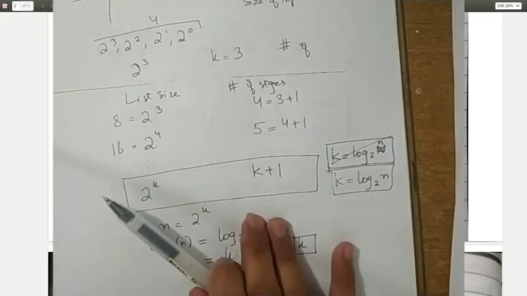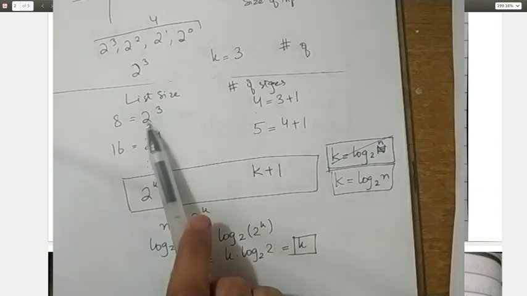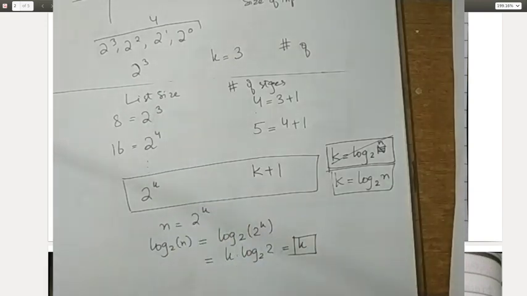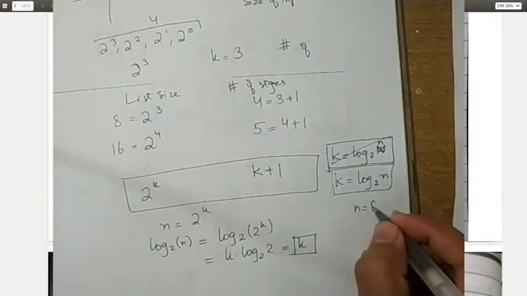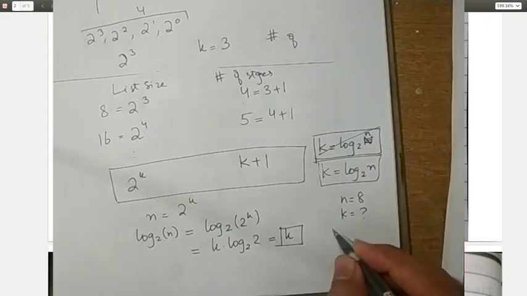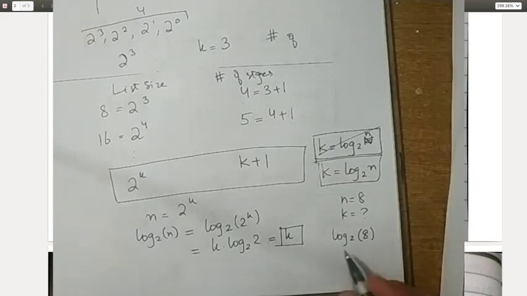If you have a list of size 2 to the 3, how do you find this 3 from this n? If you have n equals 8, how do you find k? Well, k is simply log base 2 of 8, and you can check that this equals 3. So whatever n you have, you take log to the base 2 of that number. Is that clear, Daniel?